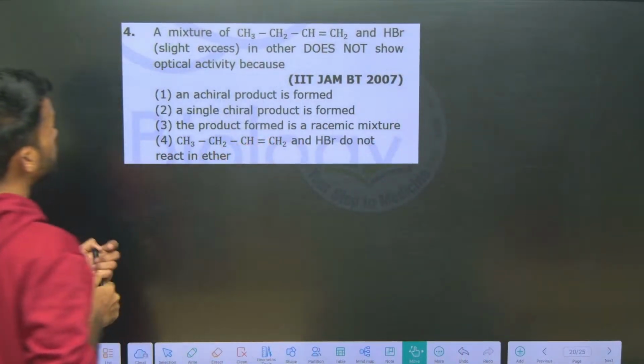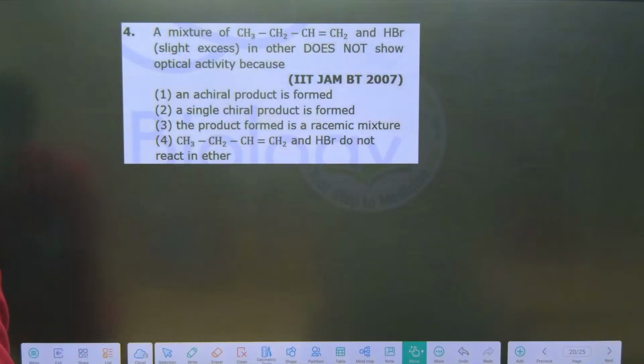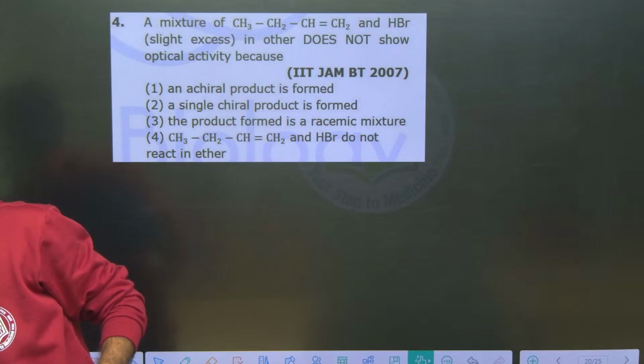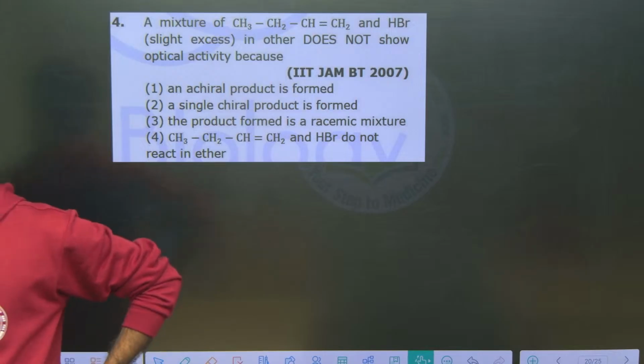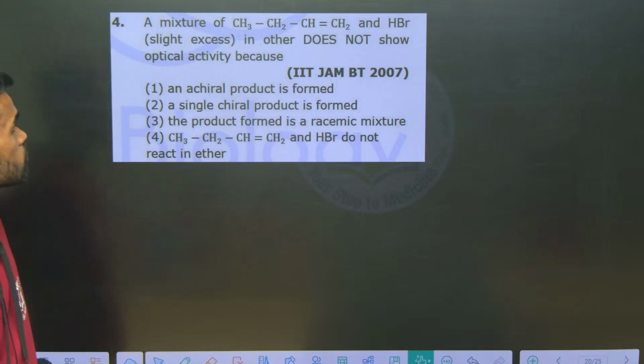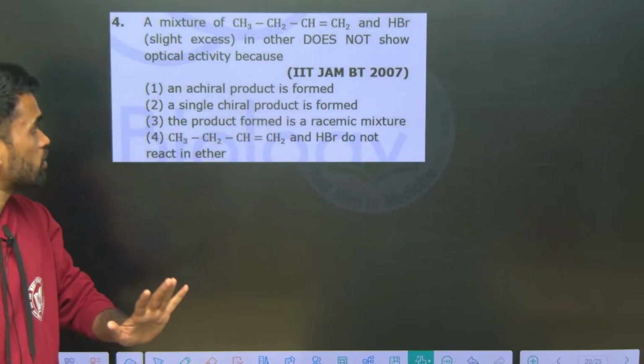A mixture of alkene and HBr, with HBr in slight excess, does not show optical activity because... So this mixture does not show optical activity. Why? They are asking. Tell me what will be the answer.